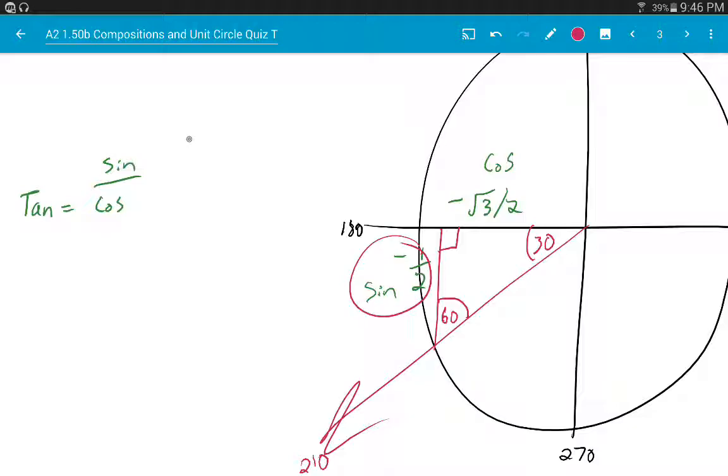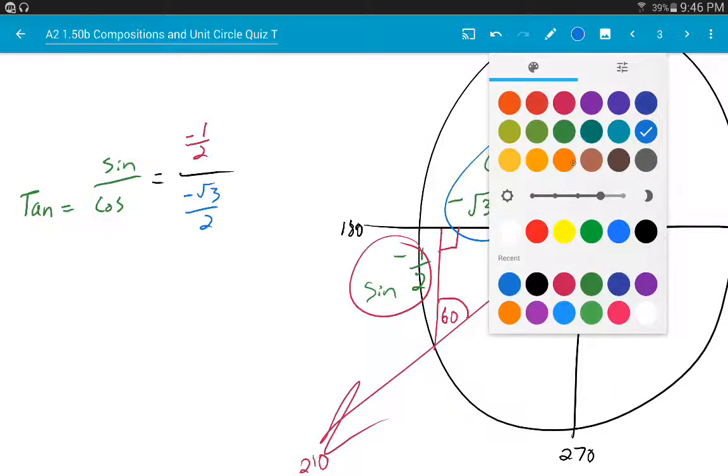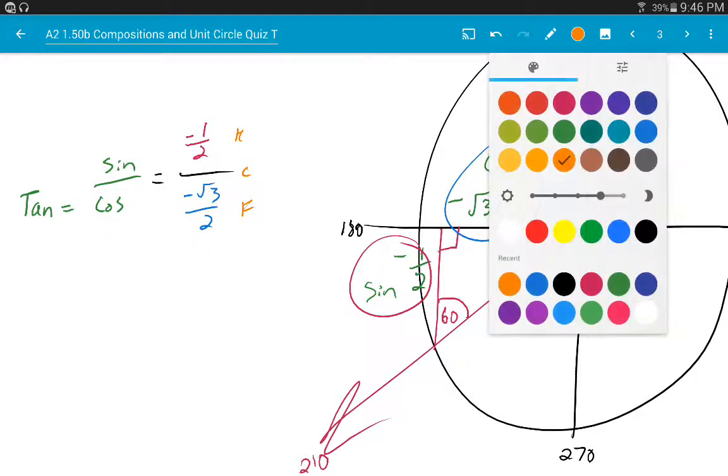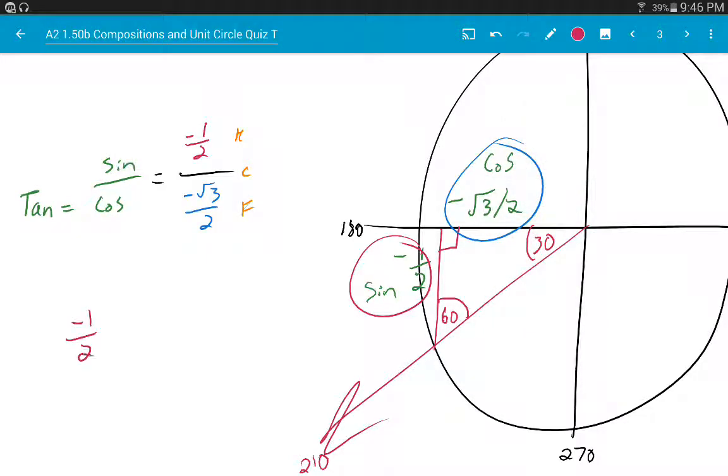Sine is -1/2, so -1/2 over cosine, which is negative radical 3 over 2. I don't divide fractions by fractions. What I do is I keep, change, and flip. So I'm going to keep the -1/2, change it to multiplication, and then I'm going to flip the bottom. The 2's cross each other out, so do the negatives, and I'm left with 1 over radical 3.